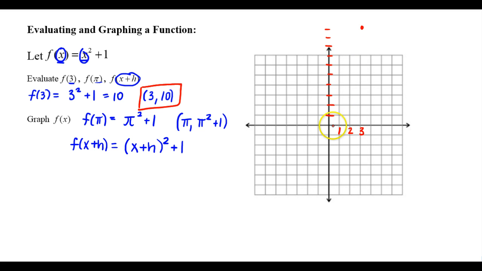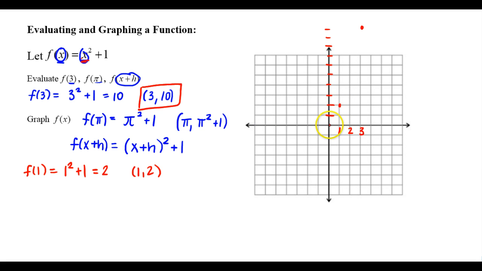So let's go ahead and pick some easier numbers. Let's go ahead and plug in 1. So we're going to evaluate f of 1. So again, we substitute 1 in for this x, so we get 1 squared plus 1. So 1 squared is 1 plus 1 is 2, so my corresponding coordinate point is 1, 2. So I go to the right one and up 2. So there's another coordinate point.